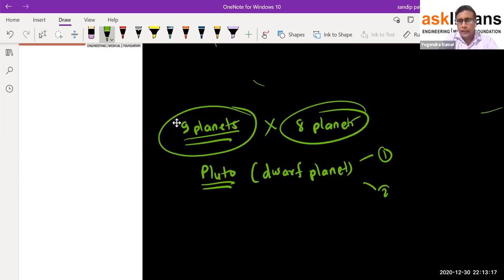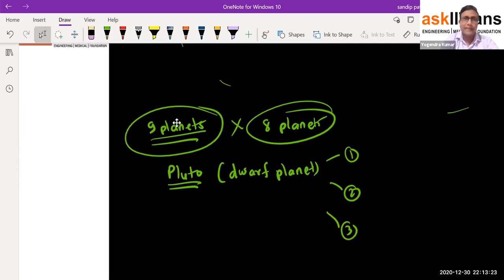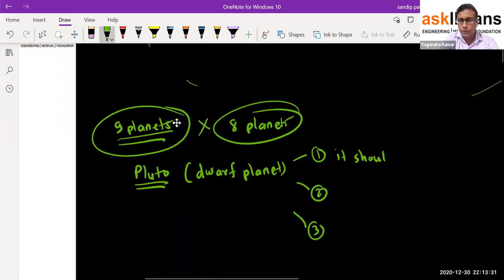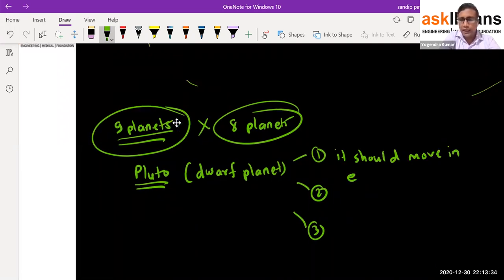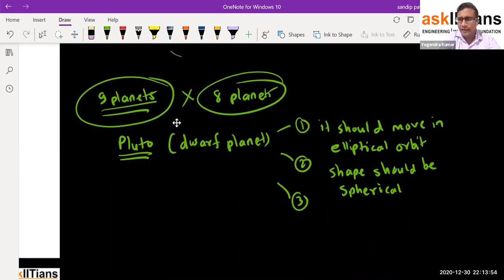What are those criteria? The first criterion for planets is that when we say any object is a planet, it should move in an elliptical orbit. This is the first criterion. The second criterion is that the shape should be spherical. We know our earth is spherical, right? It is not flat. There were times when people believed that the earth was flat, but now we know that it is a spherical shape, right?